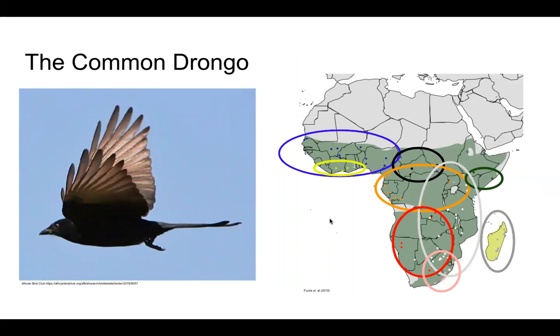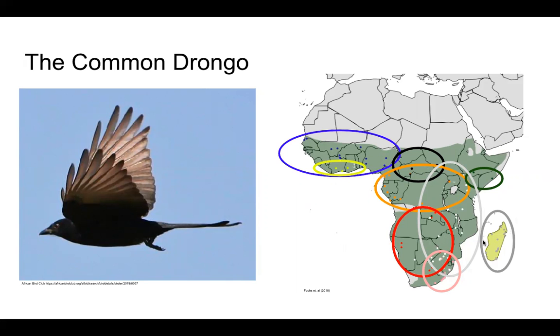This brings us to the bird in question, Dicrurus adsimilis, also known as the common drongo or the fork-tailed drongo. On the left is an image of our common drongo in flight, and on the right is a map of where these birds live, their different habitats. Different subspecies and races are grouped in these ovals, so we can see there's a blue population over here, there's a yellow one, black, orange, red, so on and so forth. These all belong to the common drongo species complex, but are different populations that have some different traits.